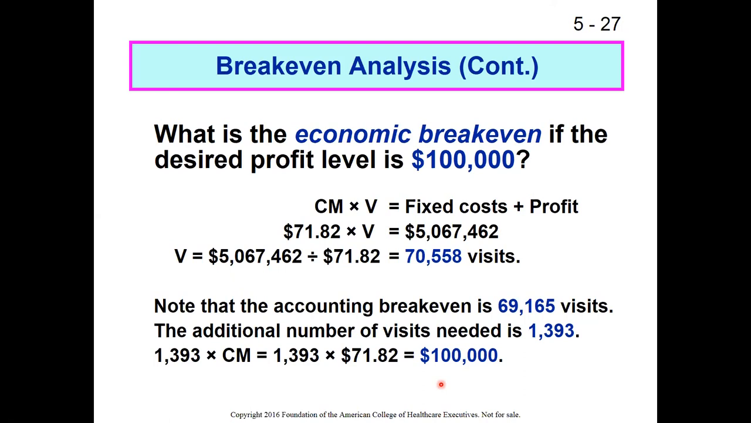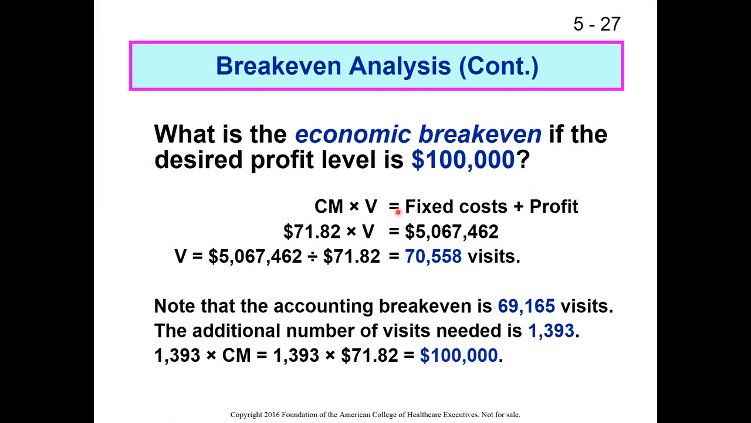So as opposed to the accounting break even, where total revenue equals total cost, with economic break even, when you subtract your total cost from your total revenues, you want to have $100,000 left over. And this is an example. You can set that number to whatever your organization needs to generate in order to justify its continued existence. Okay, so how do we do that?